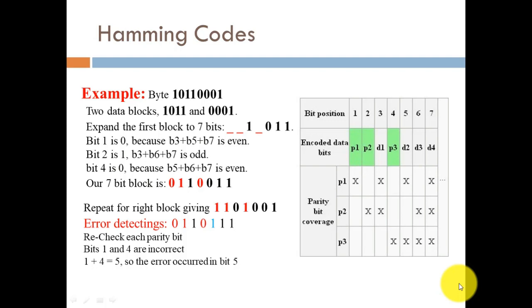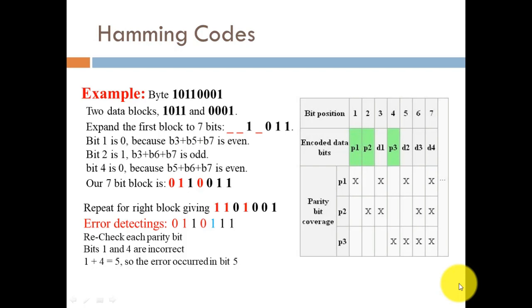So this particular slide is showing an example of the Hamming code. Suppose we have a group of bits, 1011 0001. This is basically your 8-bit information, which is nothing but a byte. Two data blocks are considered: 1011 is your first block and 0001 is your second block.